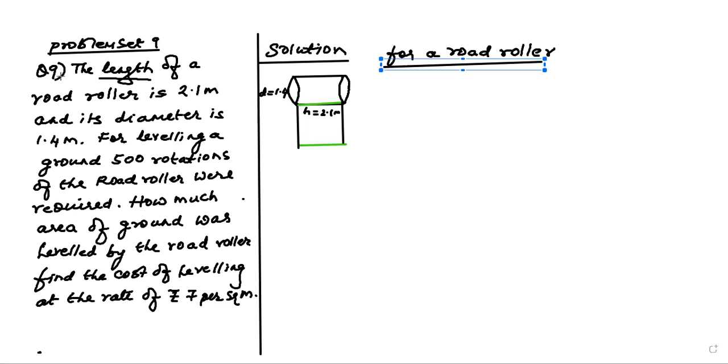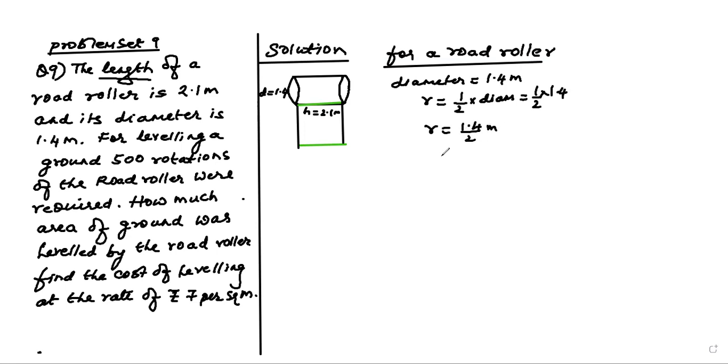Okay, what is given, children? Diameter equals 1.4 meter. So radius r equals half into diameter, equals half into 1.4. If you want, you can write it as 1.4 upon 2 meter. What is the length given? Length is given as 2.1 meter. And now, the first part of the question is how much area of the ground was leveled?